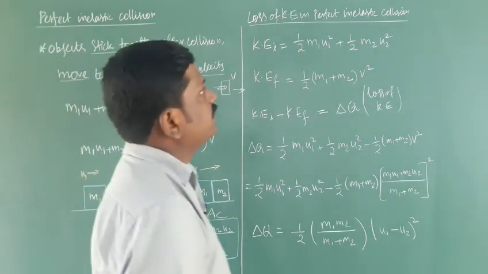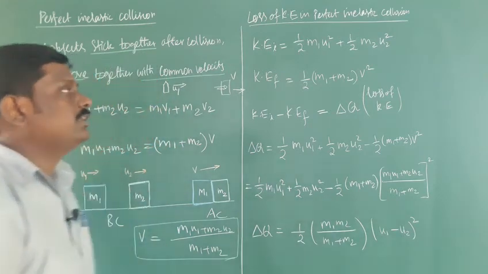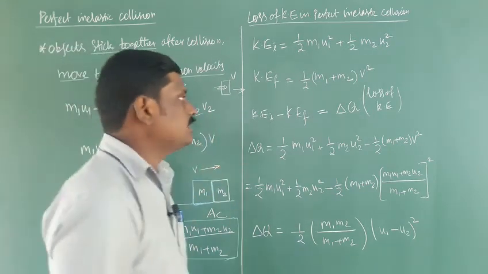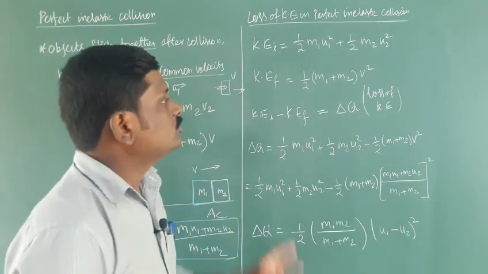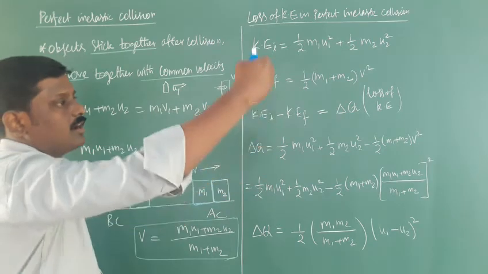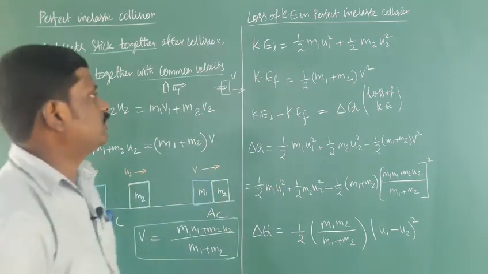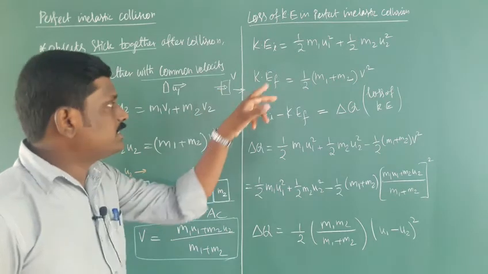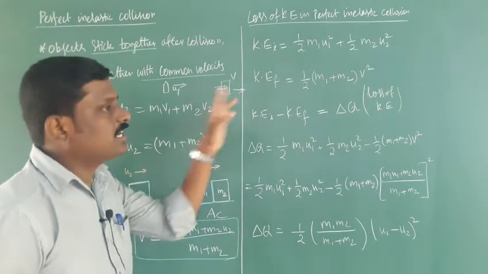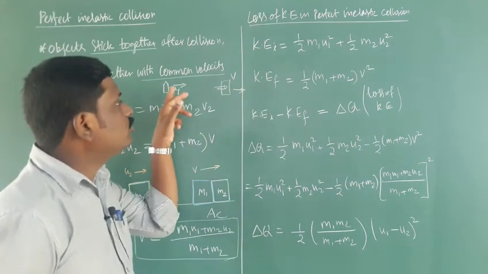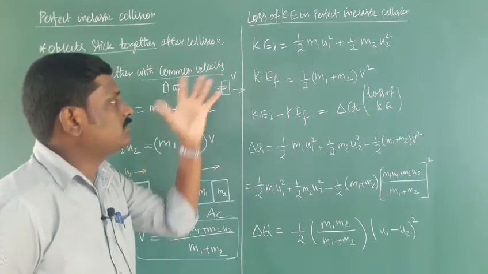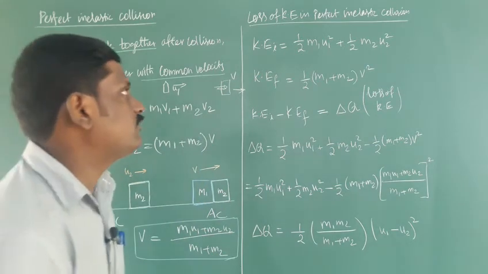What is the loss of kinetic energy in perfectly inelastic collision? In elastic collision, kinetic energy before and after collision is equal, but in inelastic collision it is not equal, so there is a loss of kinetic energy. The bullet moves with a certain velocity, and the hard board is at rest or moving, whatever it may be. After collision they move with a common velocity, but there is a loss of kinetic energy, which is dissipated as heat, sound or other forms. When the bullet hits, it creates sound, vibration, or some fire and heat.